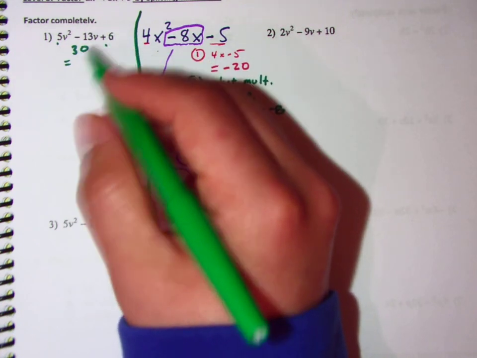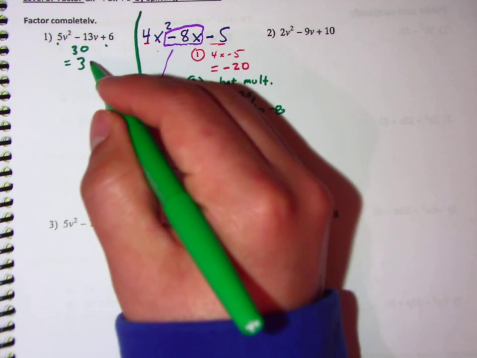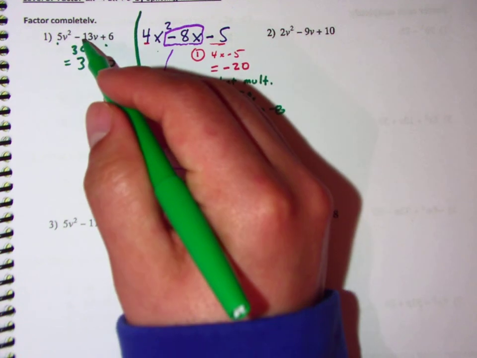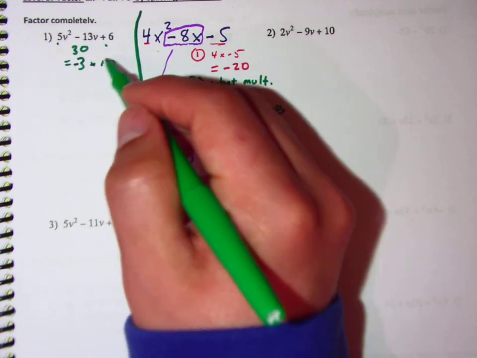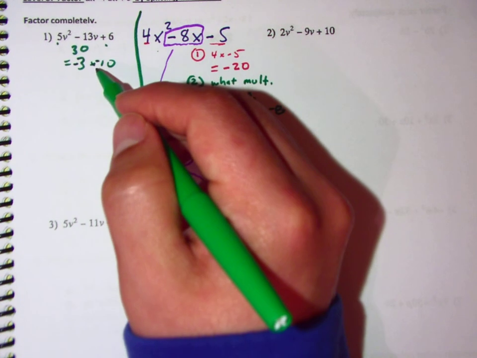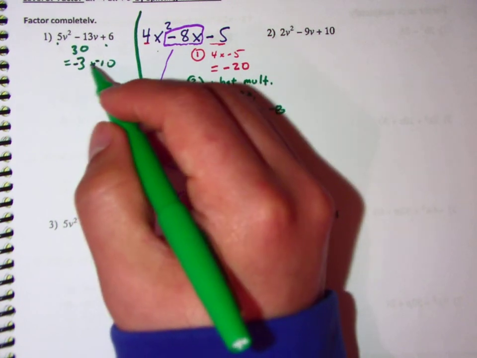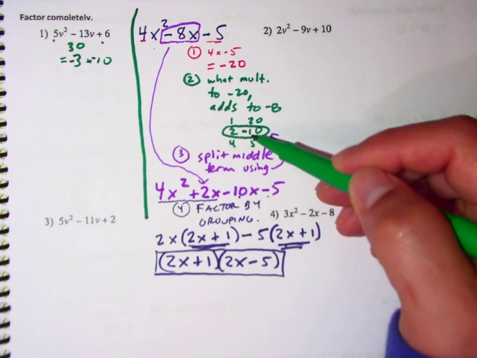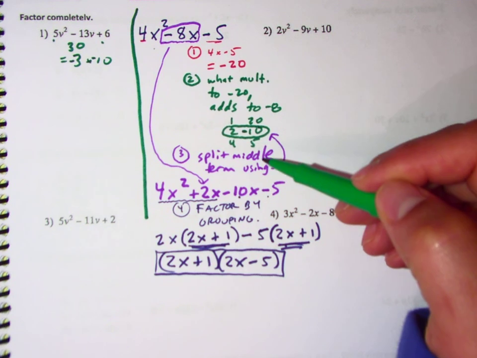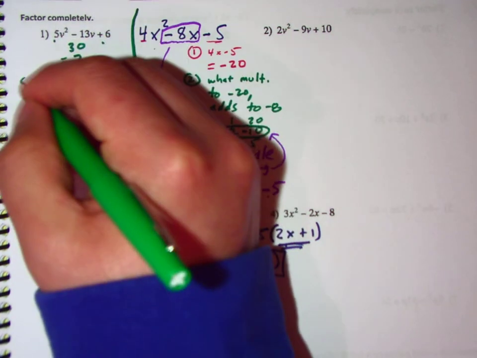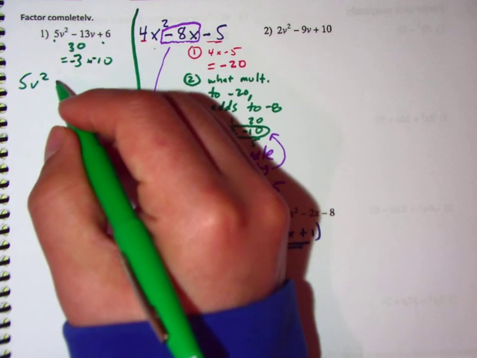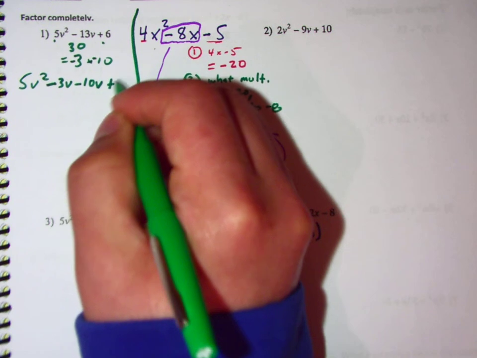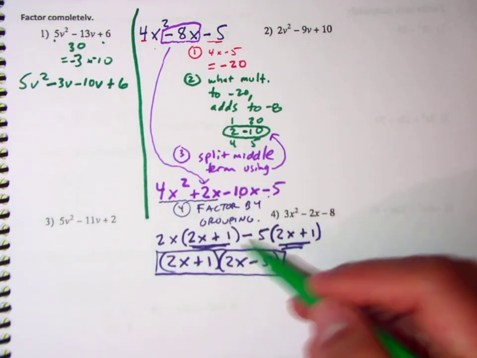Let's see. I also could do 3 and 10. 3 times 10, right, is going to be positive 30, but we want to be negative 13 when we add them up, so make both of these negative. So negative 3 times negative 10 works, and there's the winning combination. So I've done this part. I figured out my winning combo, which was step number 2. Now we split the middle term, so I'm going to rewrite this as 5v squared minus 3v minus 10v plus 6. And now we just factor by grouping.